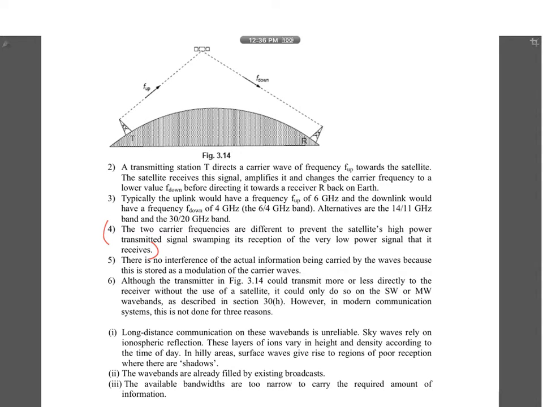And the typical pairs of frequencies you must memorize. They gave you certain examples like 6.4 gigahertz, that means uplink 6, downlink 4 gigahertz, or 14 11 or 30 20. So 14, 11, 30, 20. Do you realize that the uplink frequencies are always bigger than the downlink frequencies? Do you realize that? There's a purpose to it.